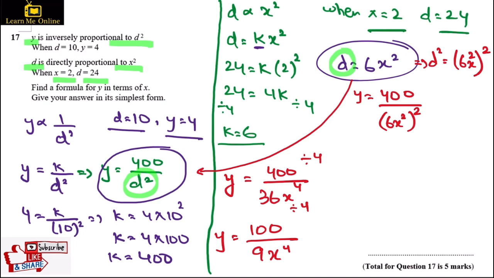So we get the equation of y in terms of x, which is y equals 100 over 9 x to the power 4. We have got the next question.